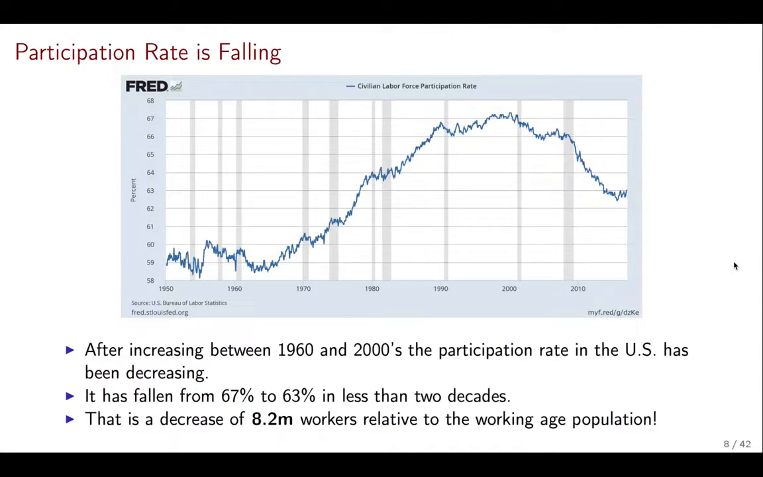Even though 67 to 63% doesn't sound like a lot, this decrease accounts for about 8.2 million workers that have been lost relative to what the economy had at the beginning of the 2000s. And these 8.2 million workers really matter, because not only are fewer people working and producing, but it's also fewer people generating income for themselves and for their families.